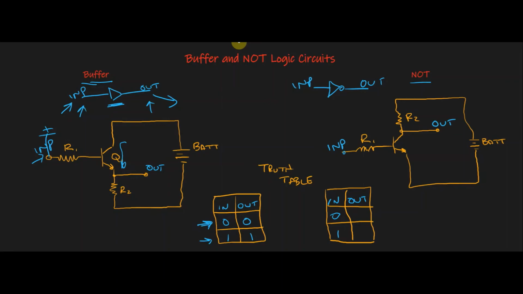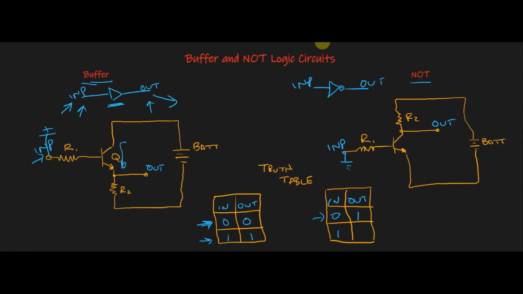Now, similar to the buffer, it only has one input, so you only have two options, a high or a low. So if we put a low in the input, or a ground, again, our transistor does not conduct and our output is pulled high to our battery voltage. So that will give us a 1.